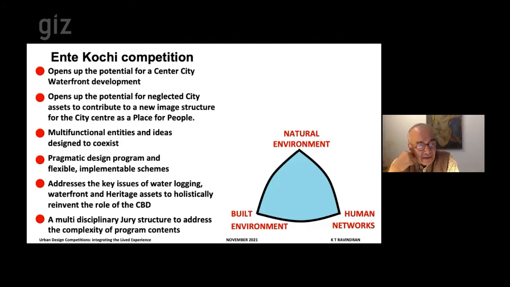Now, the multidisciplinary jury structure, which was designed particularly for this project, I must commend GIZ for doing this, for putting together a multidisciplinary team of jury members, ranging from urban design to social scientists, to political theorists, to social commentators, to administrators. The whole range of people are involved as jury. And this jury was in this case able to deal with the complexity of the program contents. It's very important that you get this multidimensional jury when you confront a complex program like that of EnteKochi. The spirit of the whole competition is in this diagram that's made here.